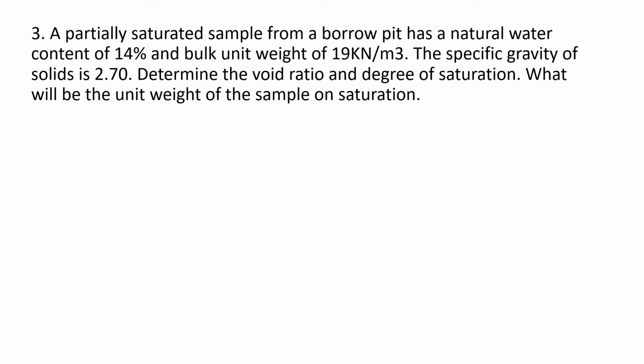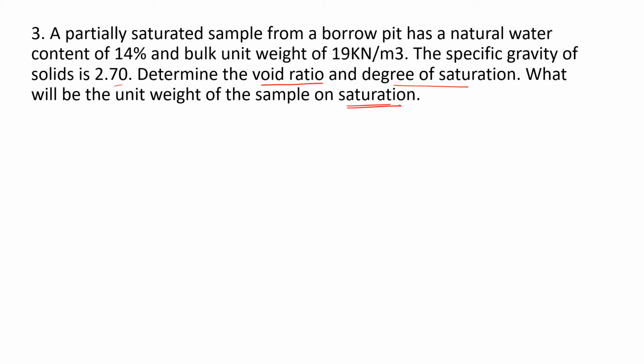Next, a partially saturated sample from a bore pit has a natural water content of 14% and bulk unit weight of 19 kilonewton per meter cube. The specific gravity of the solid is 2.7. Determine the void ratio, degree of saturation, and also what will be the unit weight of the sample on saturation. So we need to find out void ratio, degree of saturation and gamma saturated, or unit weight at saturation.